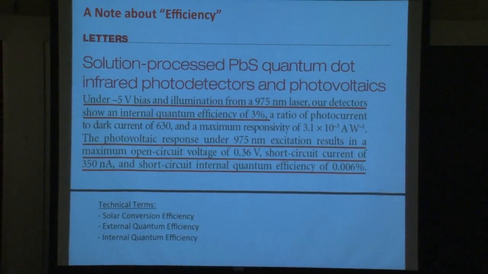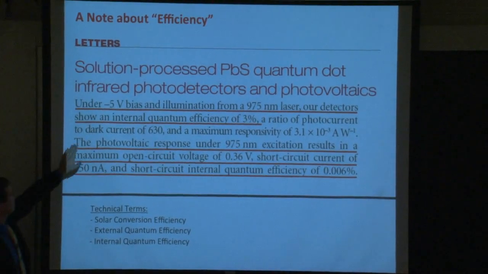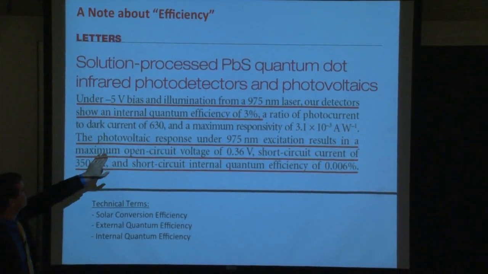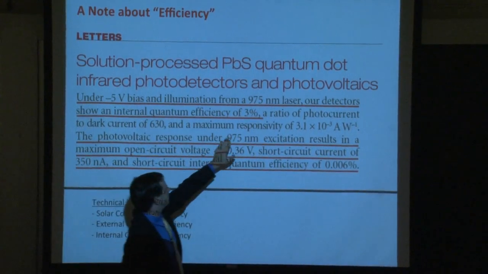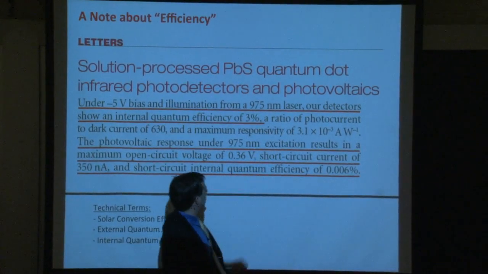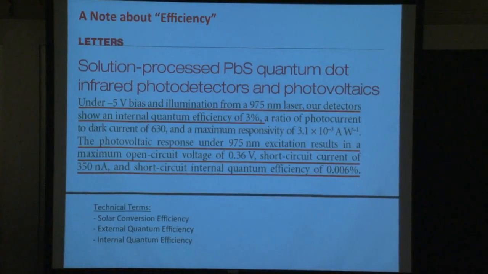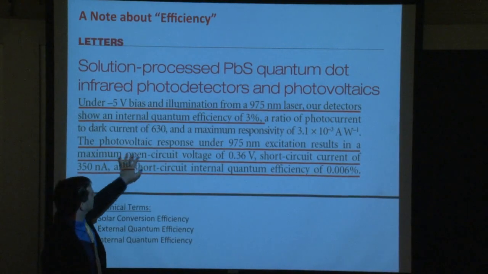That started using a bunch of terms, right? So under 5 volts bias, an illumination from a 975 nanometer laser, so nothing like a polychromatic solar spectrum. This is a monochromatic light source. Our detectors show an internal quantum efficiency of 3%.